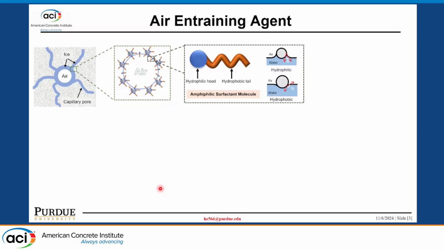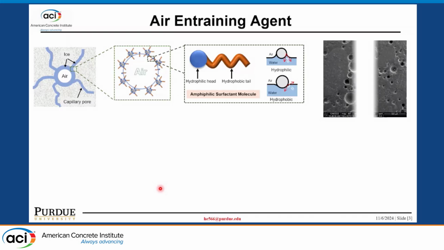So going to the air-entraining agent, how we entrain air into the concrete. Normally, we use an air-entraining agent. For the air-entraining agent, we know we have a hydrophobic tail and a hydrophilic head. So this amphiphilic surfactant molecule can entrain billions of air bubbles in the concrete. So that is very good. That can resist the freeze-thaw damage of the concrete, right?